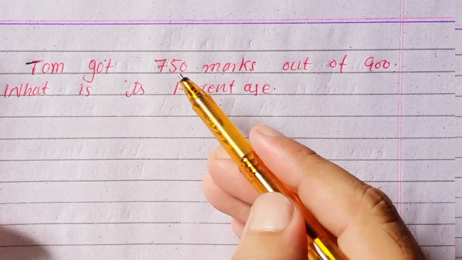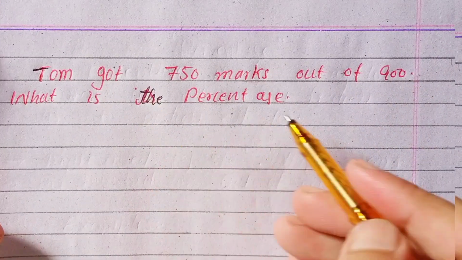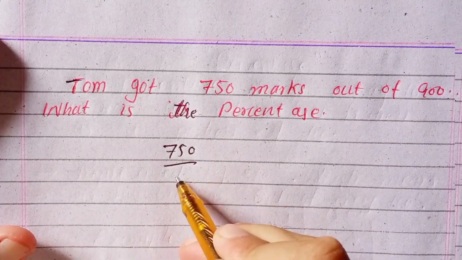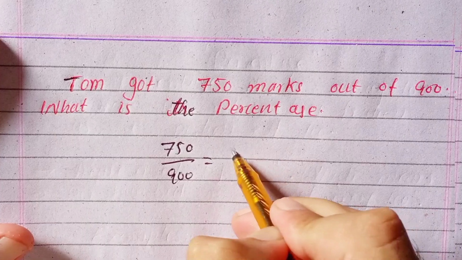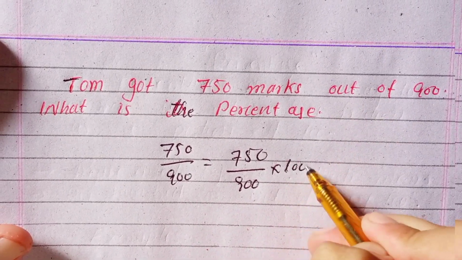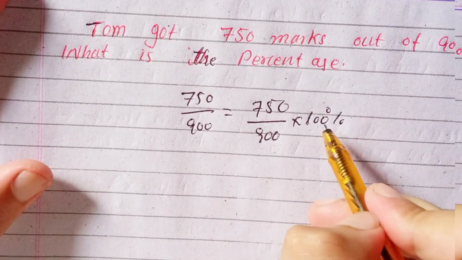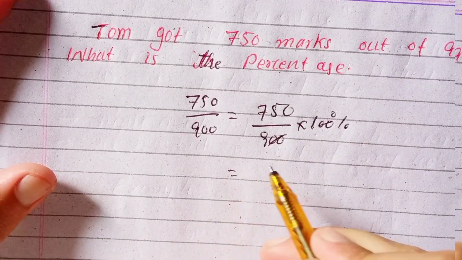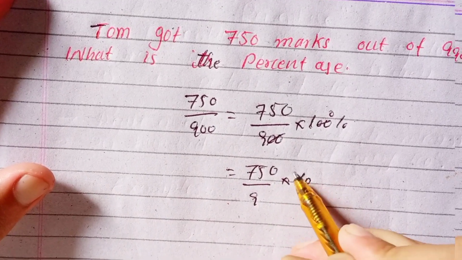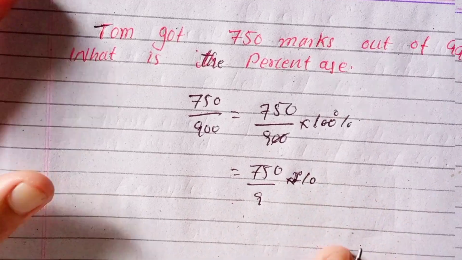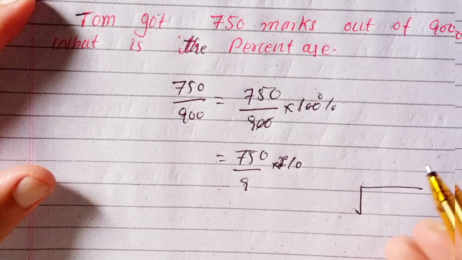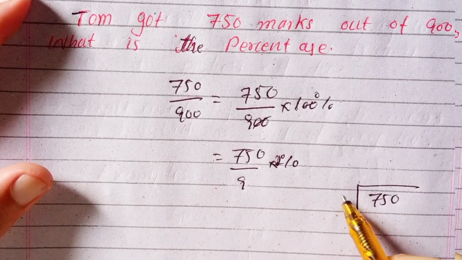Tom got 750 marks out of 900. What is the percentage? So 750 divided by 900 is equal to 750 divided by 900 multiplied by 100%. So we will cancel out the 0 with zeros and we get 750 divided by 9 multiplied by 1%, right? So we can divide 750 by 9.